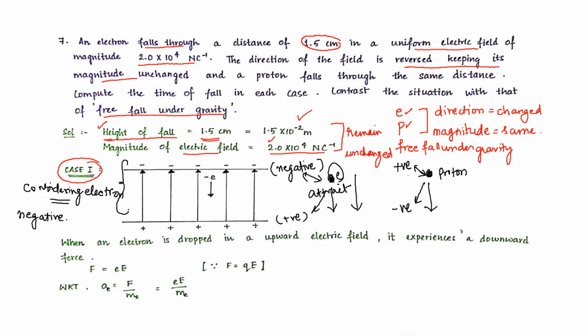When an electron is dropped in an upward electric field, it experiences a downward force. This is upward, see the direction of the electric field, they are moving up. But our electron is moving downwards. So force is given as F = qE. What is q? q is the magnitude of the charge, and E is the electric field.